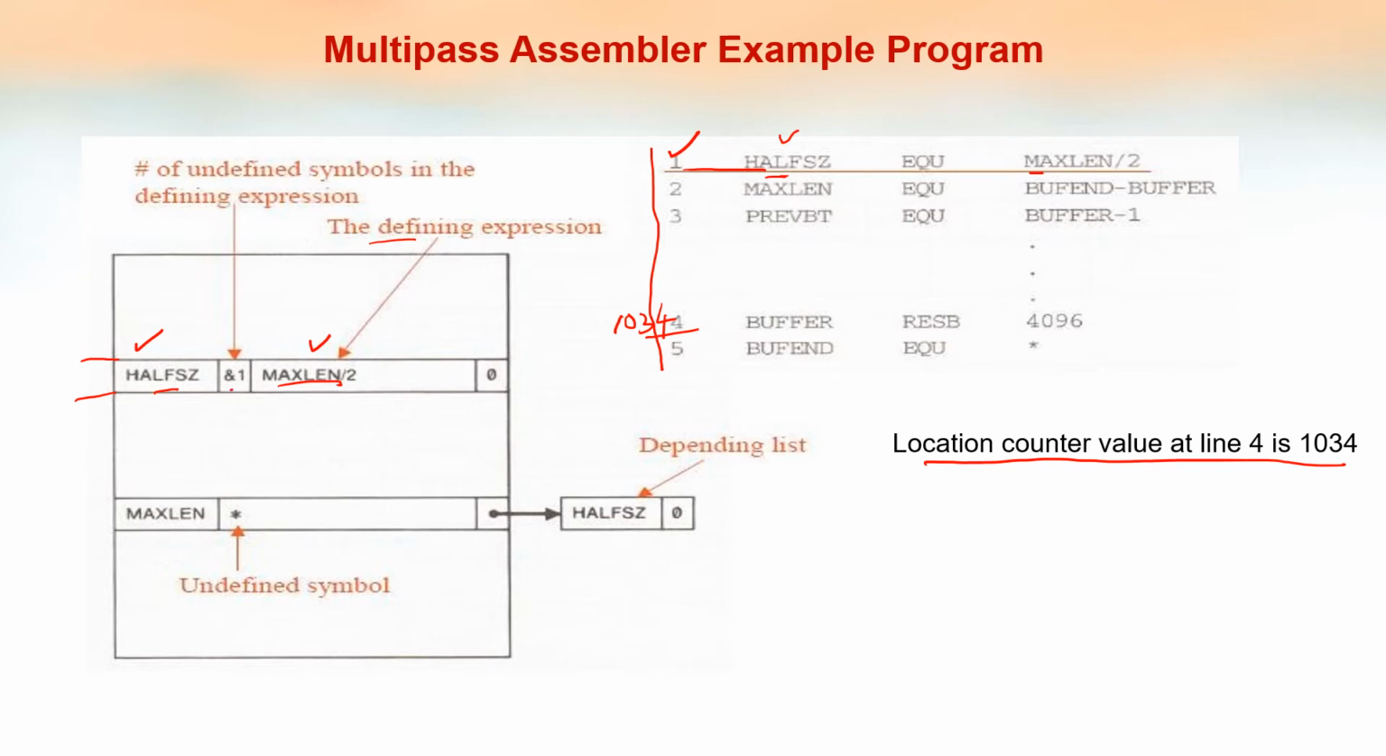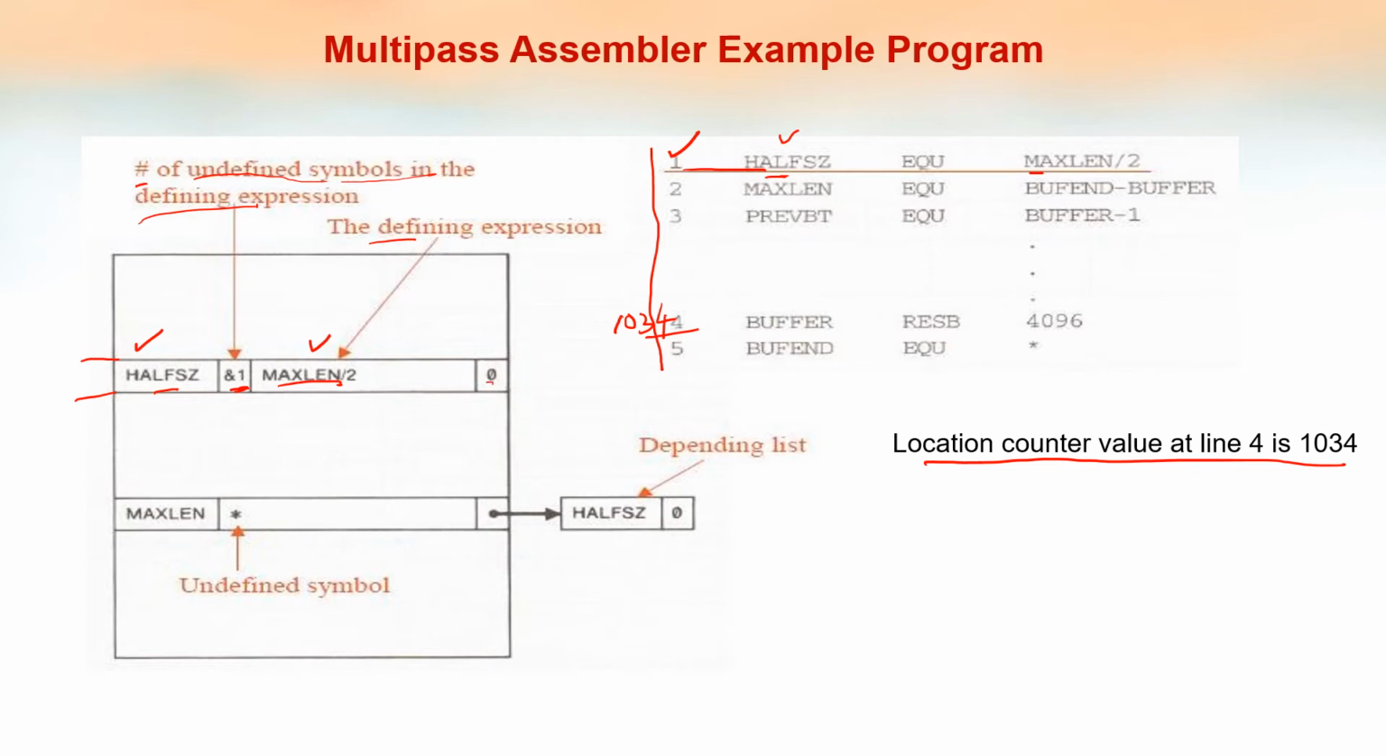And then in this part I have to write the number of undefined symbols in the defining expression. How many undefined symbols are there in the defining expression? Max LEN by 2 has only one symbol, max LEN. That is undefined, so the number of undefined symbols is 1. It has to be written with a preceding ampersand, like ampersand 1.